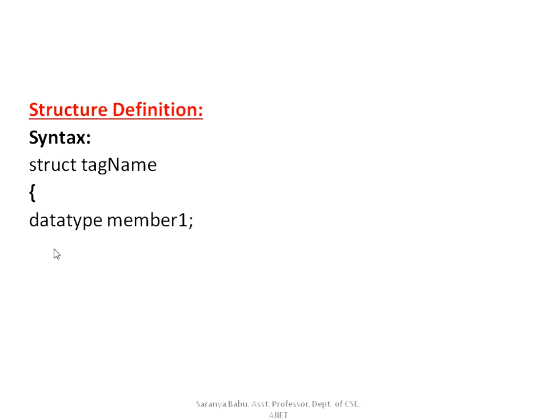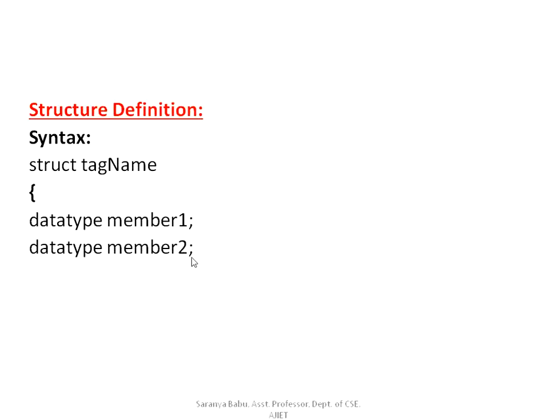Since the structure can hold members of different data types, you should mention which are the members and what are its data types. Is it clear, students? So we'll start with the keyword struct followed by tag name. Tag name is of user choice, followed by flower bracket, then give data type member1. The first member, its data type, semicolon.